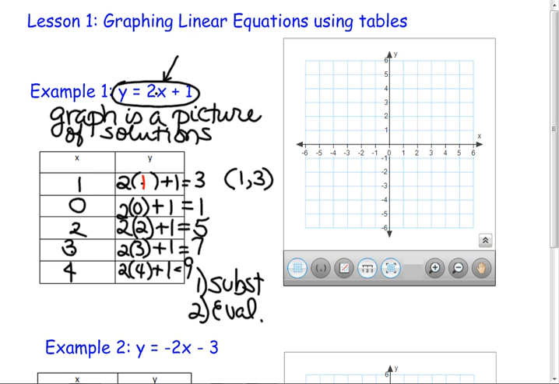You might notice something about as x increases by 1, what happens to the y's? They increase by how many? 2. Guess what number that is? That's the slope. Trying to get you to connect all those little pieces. So all we're going to do is graph these.